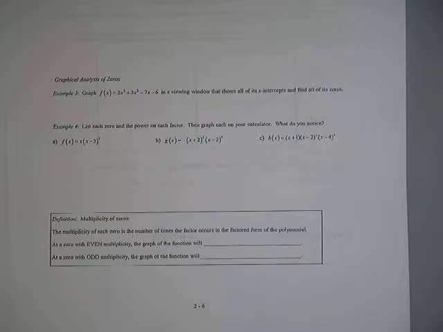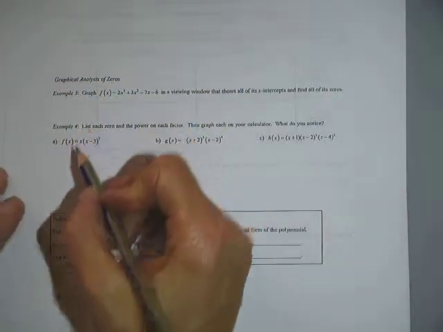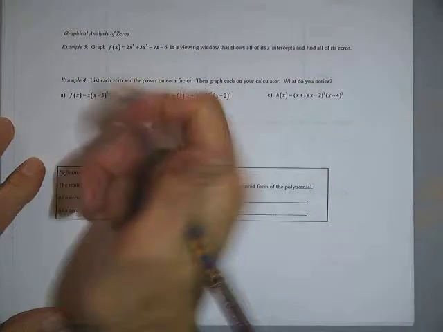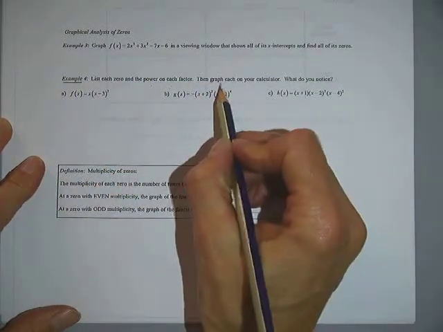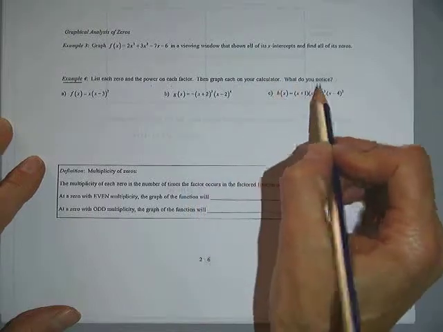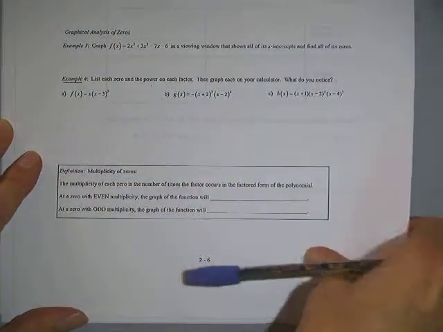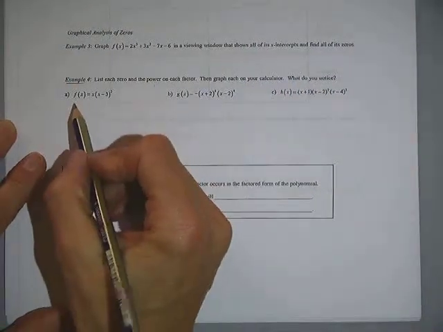From yesterday. We need to go over right here. I want to get to this one, example 4. List each zero and the power on each factor. Then graph on your calculator. What do you notice? All right, first thing I want you to do is, what are the zeros?